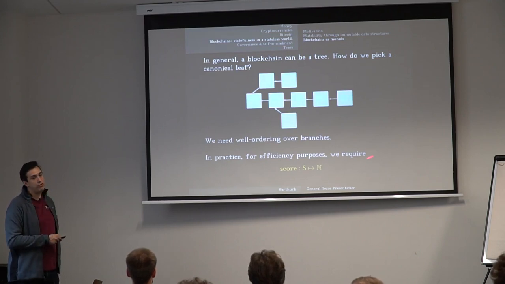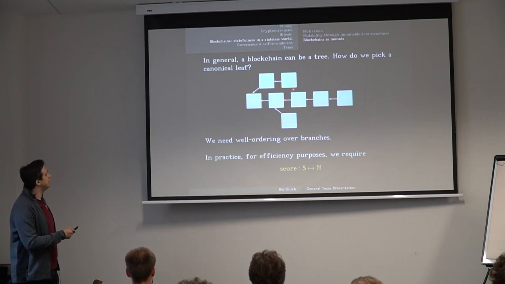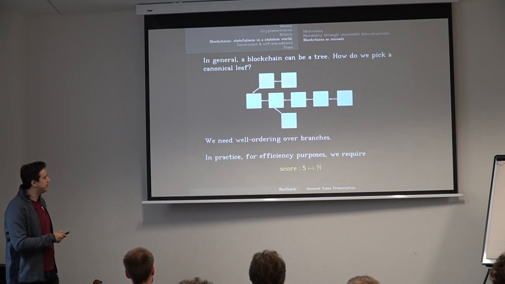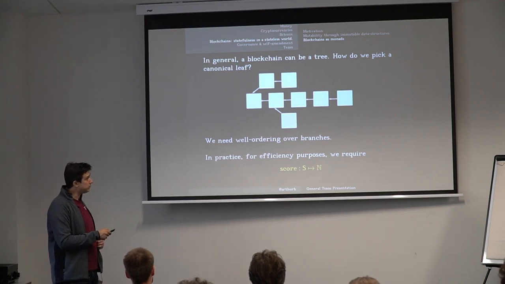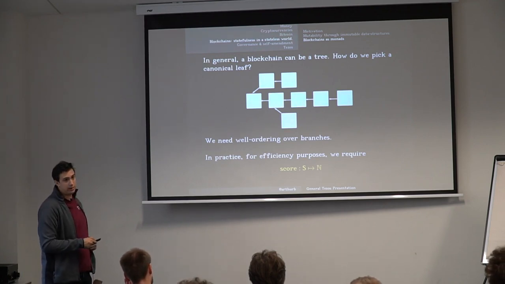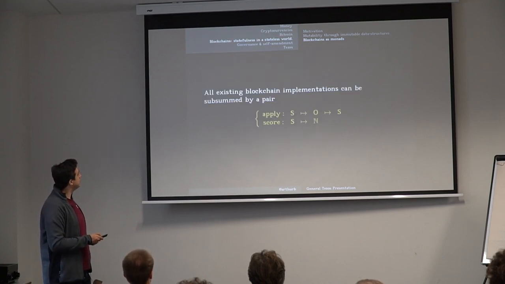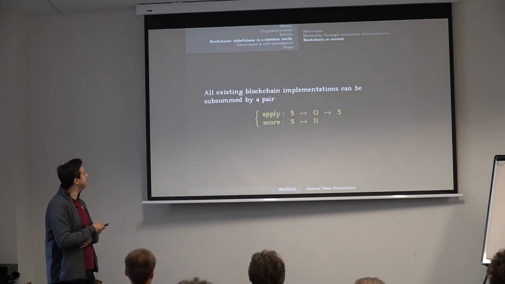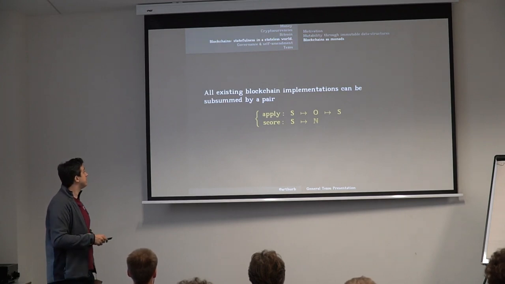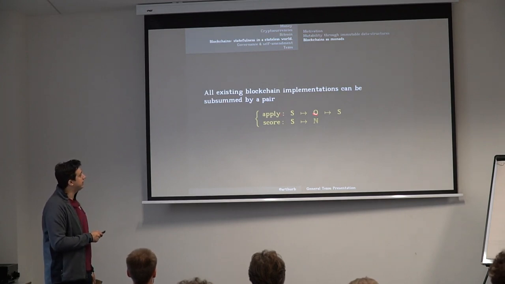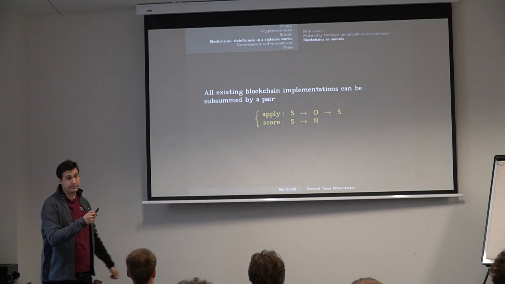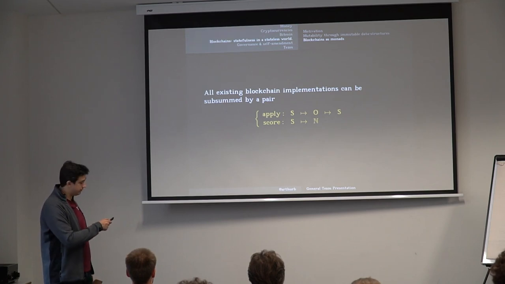We're going to ask for a score function that takes a state and gives us a value of the state. So that way, I have a state here, I have a state here, I have a state here. I'm just going to pick whatever state has the highest score and call that my canonical state. So essentially, every blockchain implementation that you see can be subsumed by a pair, apply, and score. That's really how every blockchain is built.